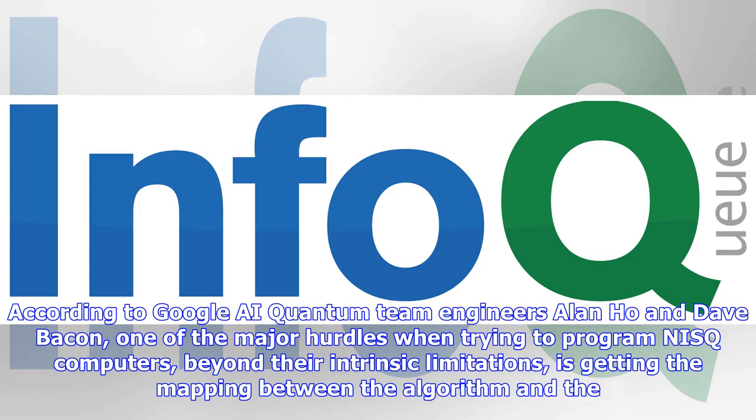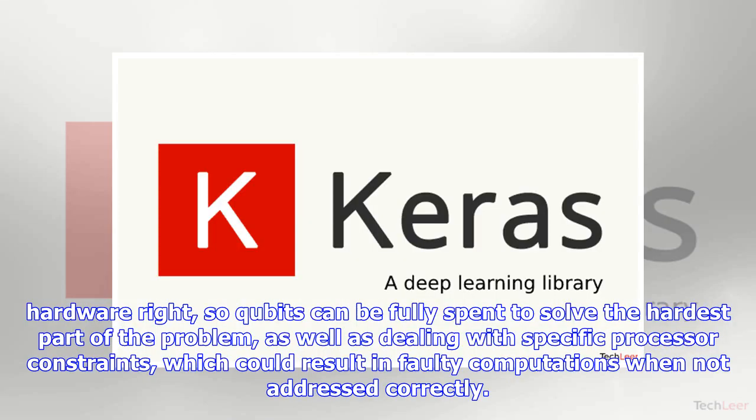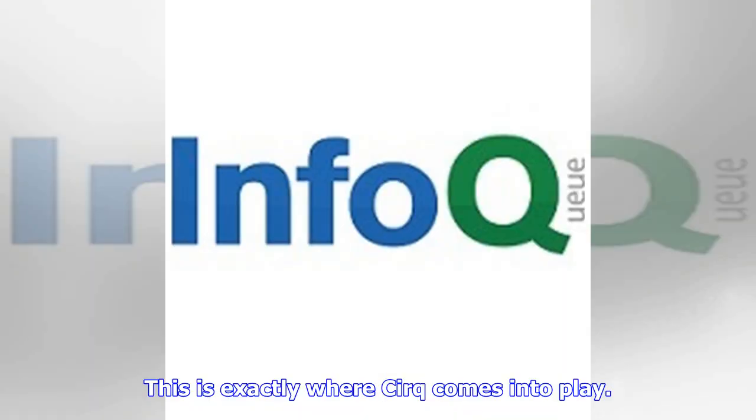According to Google AI quantum team engineers Alan Ho and Dave Bacon, one of the major hurdles when trying to program NISQ computers, beyond their intrinsic limitations, is getting the mapping between the algorithm and the hardware right, so qubits can be fully spent to solve the hardest part of the problem, as well as dealing with specific processor constraints, which could result in faulty computations when not addressed correctly. This is exactly where CIRQ comes into play.